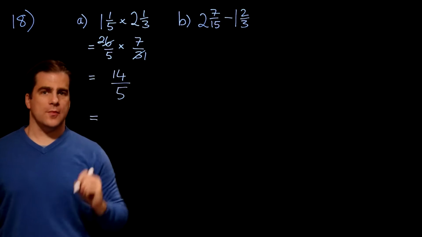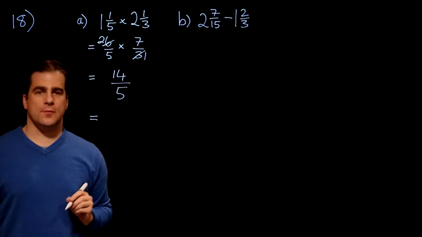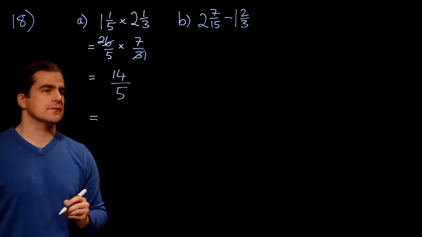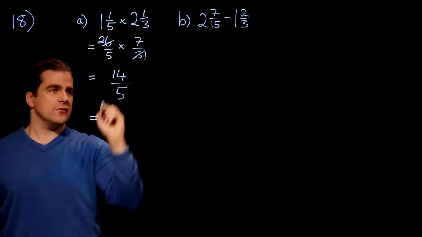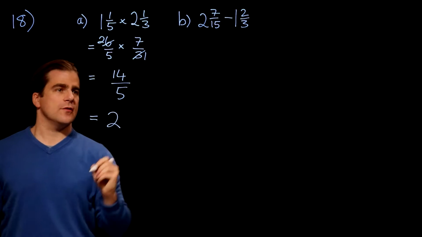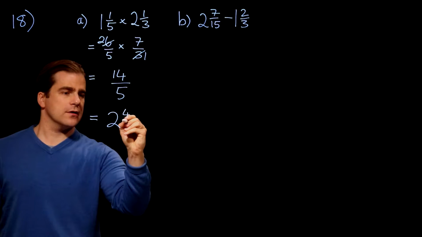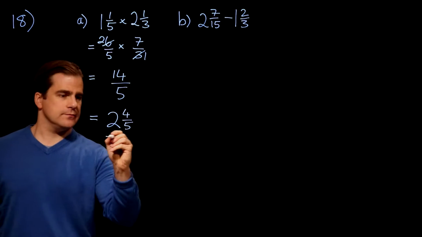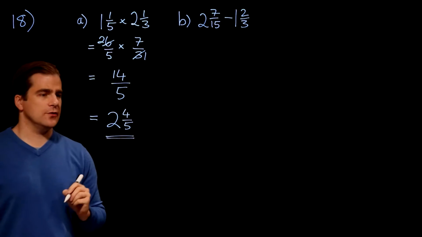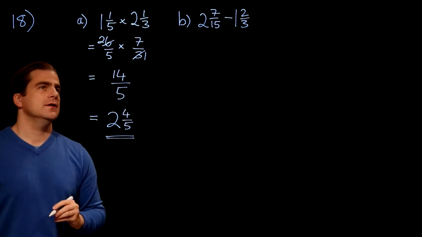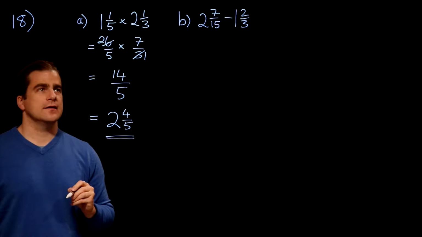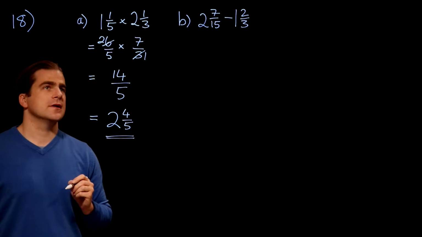Now that's improper still. In other words, it's top heavy. So we have to make it into a proper fraction. So 5 goes into 14 twice, remainder of 4. There you go. 2 4/5.